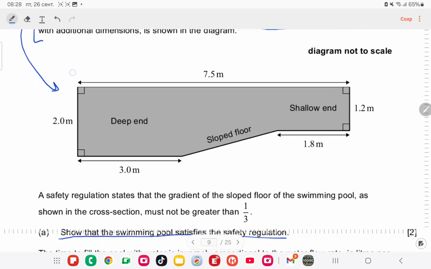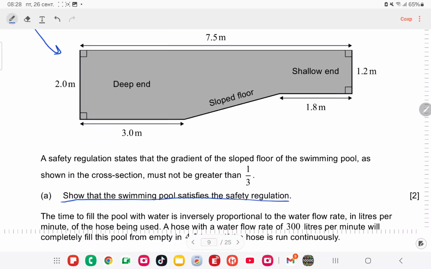Now let's turn to the question itself. Show the swimming pool satisfies the safety regulation. The safety regulation states that the gradient of the sloped floor of the swimming pool, as shown in the cross section, must be not greater than 1/3. Sloped floor is a keyword here, and we should find the gradient of this sloped floor.